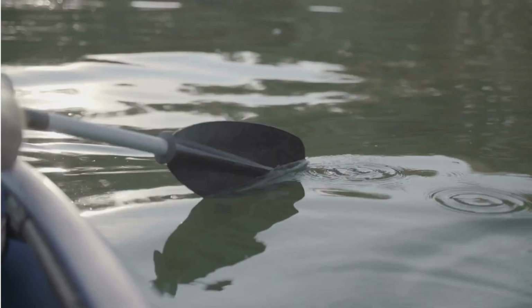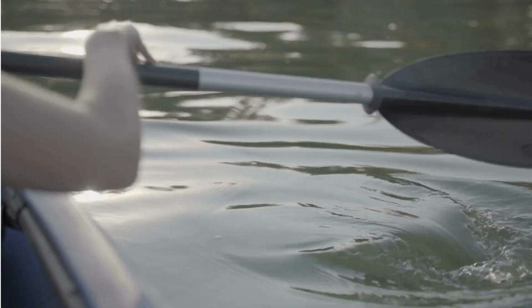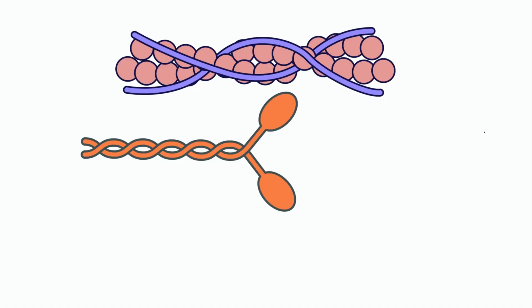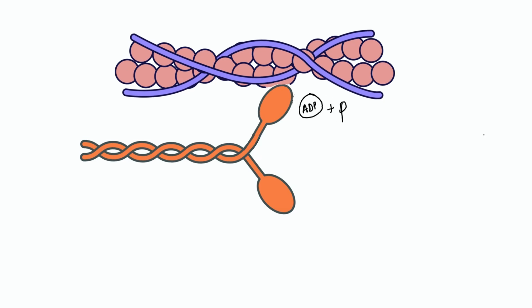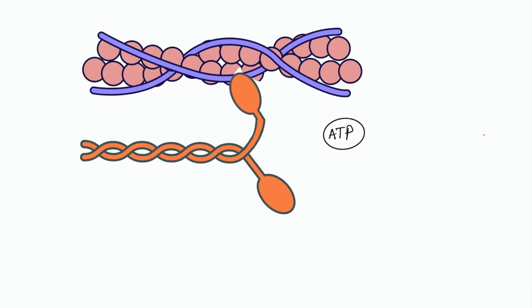Think of it like oars rowing a boat. The blade of the oar is myosin and actin is the water. They don't shorten, they slide. Now rigor mortis happens when ATP is depleted after death. So the muscle cells are in a state of contraction, right?